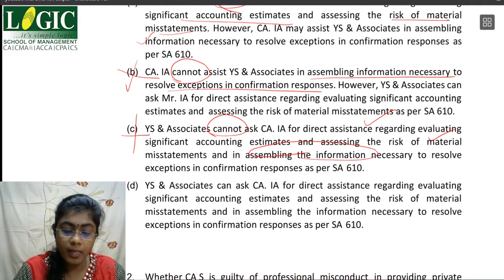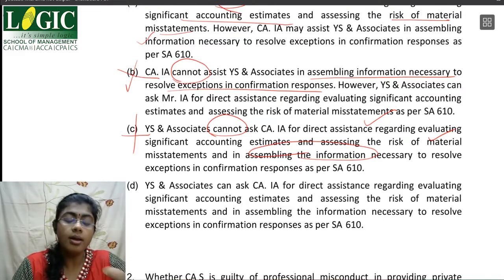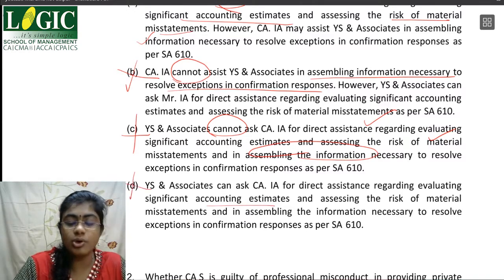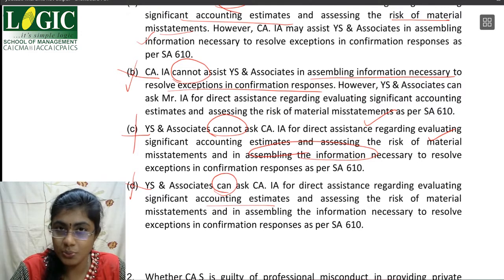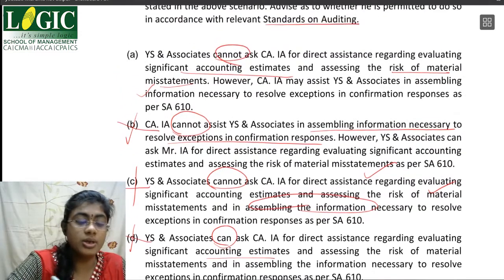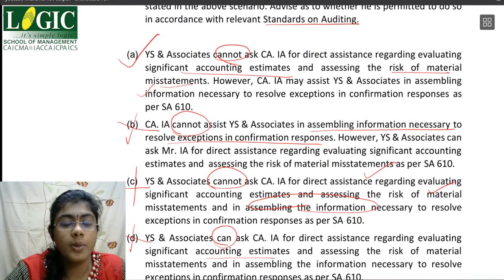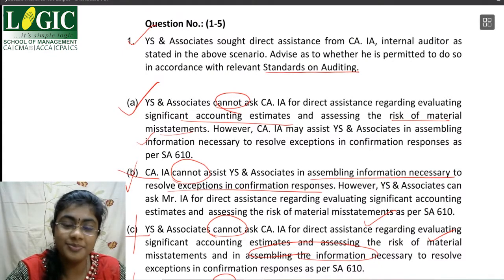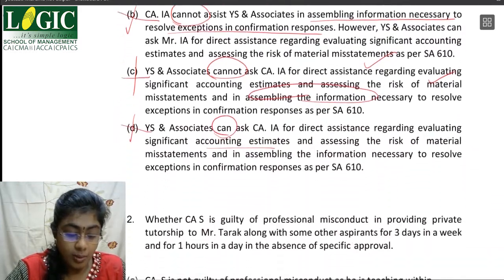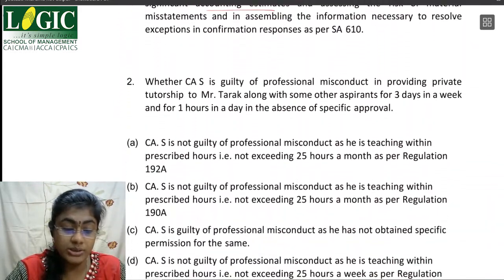Coming to D. YS and Associates can ask CIA for direct assistance regarding evaluating significant accounting estimates. There itself you can strike off. He cannot ask the assistance, no? So naturally the answer is A. This particular question is relating to SA 610. Clear? Moving on to the second question.